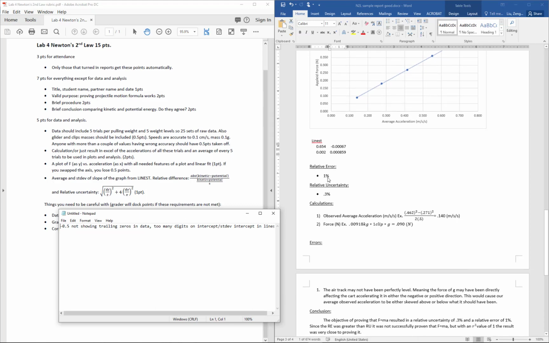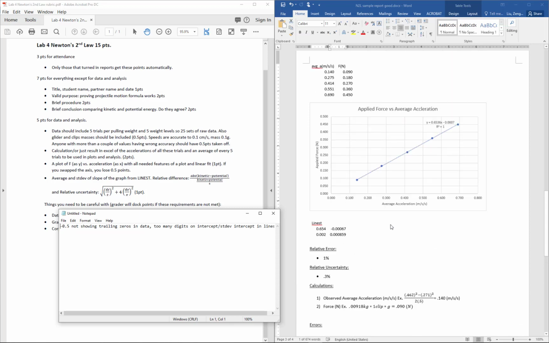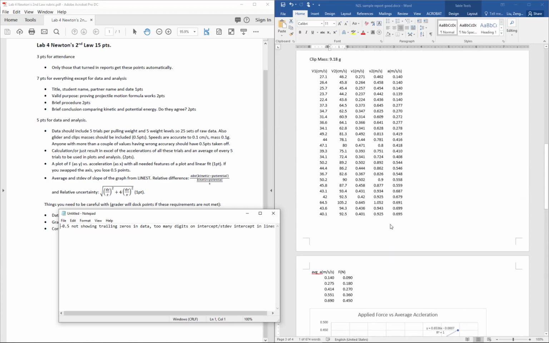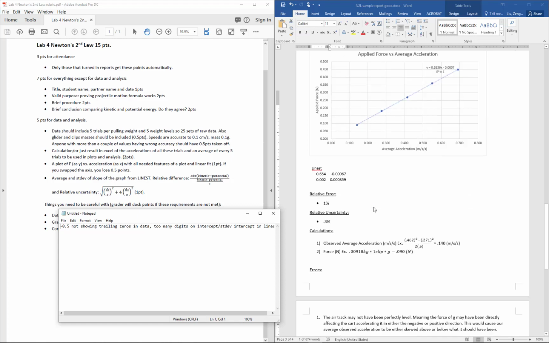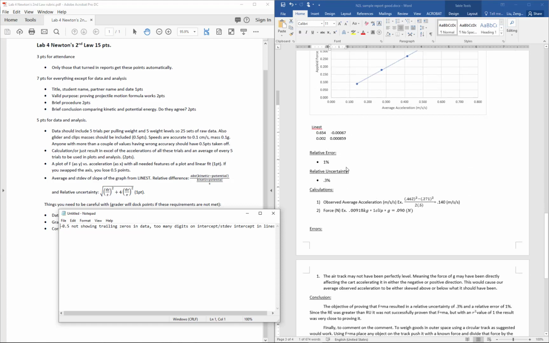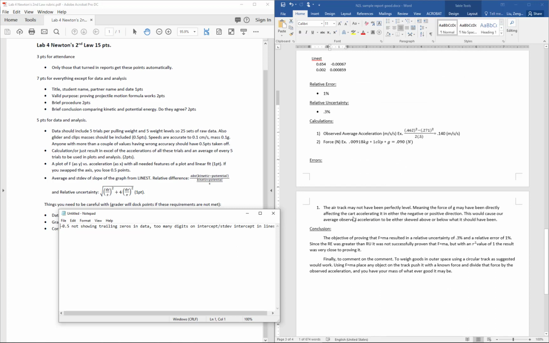Calculated relative error 1%. Let's see, 654, and the total mass was what was it? Didn't really give that value. Should be this times 5 plus that. Yeah, close enough. I think it's about 1%. I wish the total mass was shown. Relative uncertainty is 0.3. Okay, some calculations, errors.